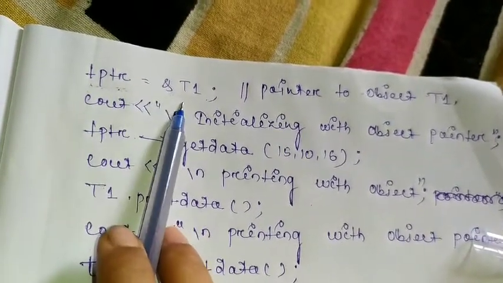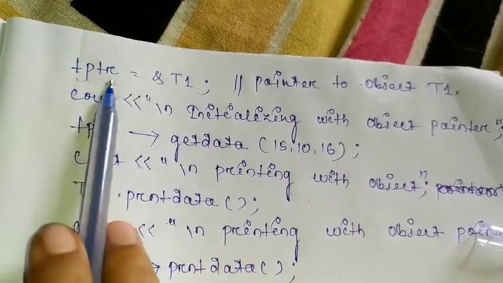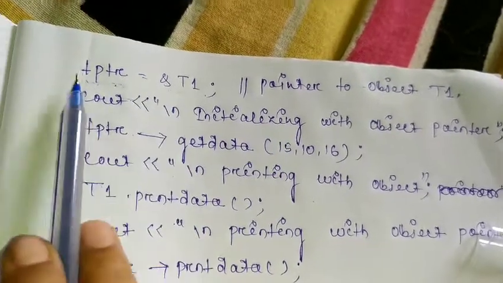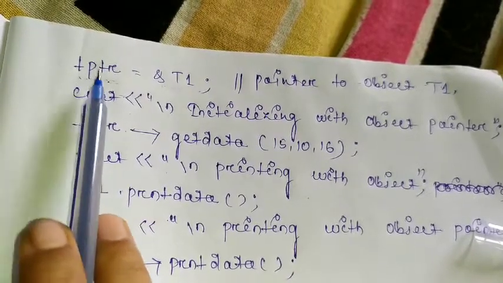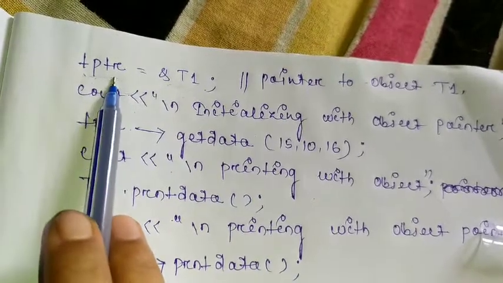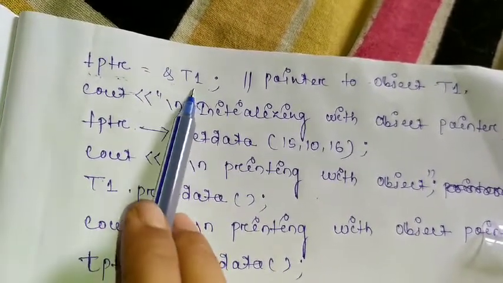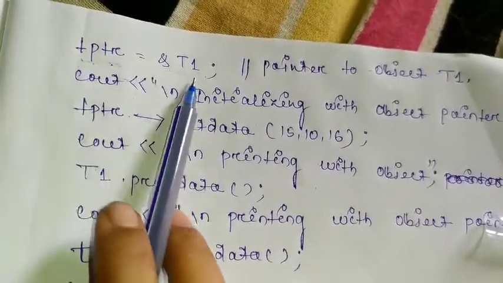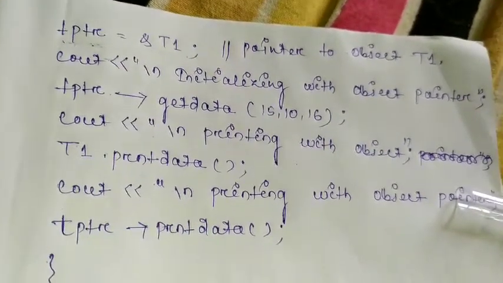That is another object. T1 is one object, T pointer is another object, but the difference is that one is a simple object and the other is a pointer object, or object's pointer. This pointer will point to the object T1. That means the T pointer object will store the address of T1. Okay, this points to T1.